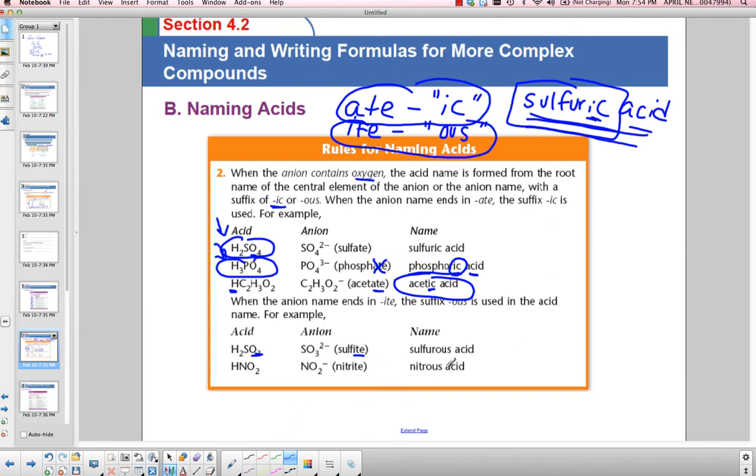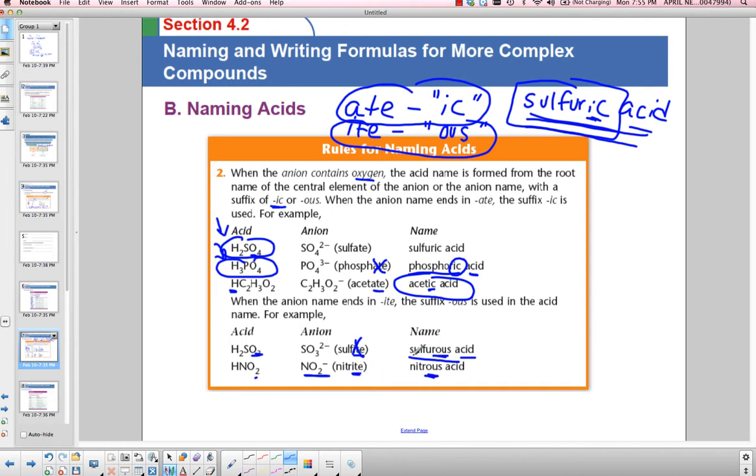Okay, so now we name this. This is sulfite. I get rid of the ite, and I put ous there instead. So I would name it sulfurous acid. Same with this one. This is nitrite. It was nitrate. NO3 is a nitrate, but now we have NO2. It goes down by 1 oxygen. So ite is lower than ate, and then we put the ite to ous.